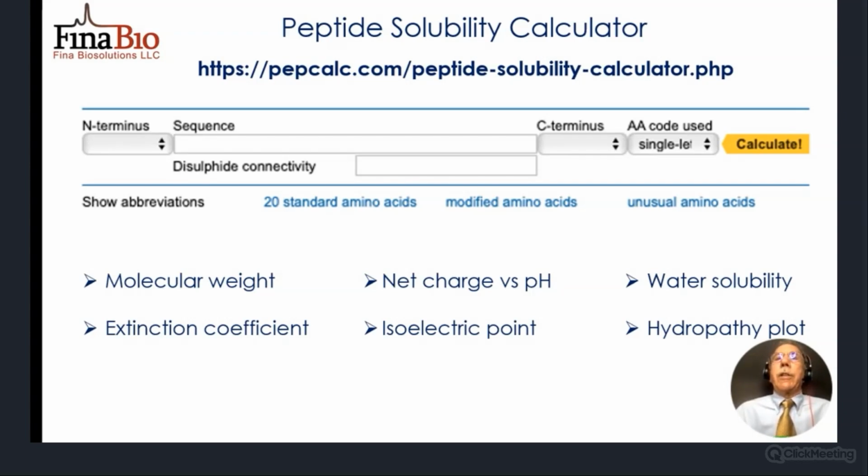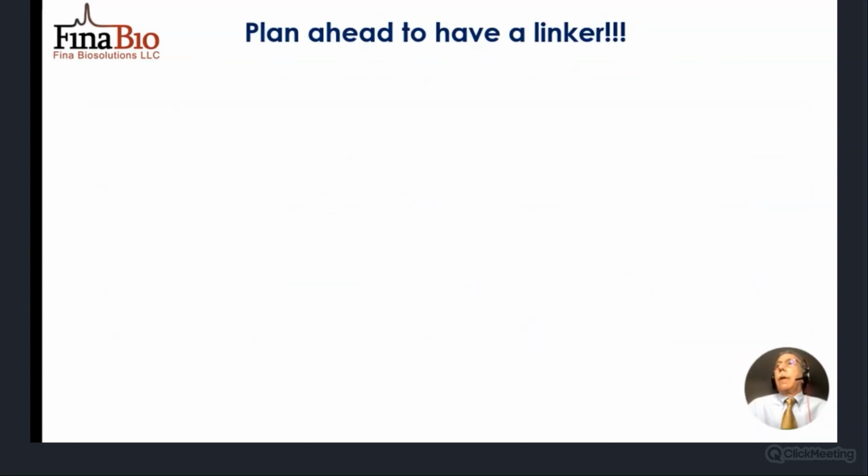Now, these are only predictions, and you can use them as a guideline, but you should not treat them as absolutely true. You should plan ahead to have a linker on your peptide. If you don't, it can be very difficult to conjugate it without messing up your carefully determined sequence.